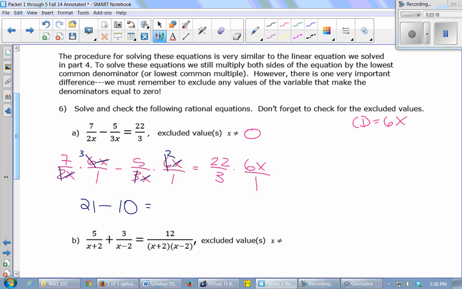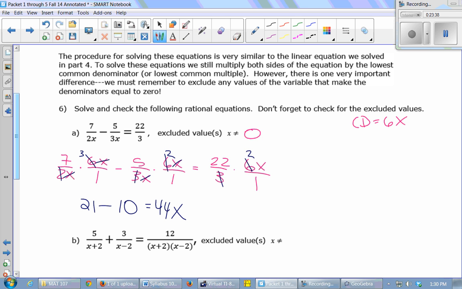The 6 over the 3 reduces to a 2. So 3 goes into 3 once, and it goes into 6 2 times. And that's all I can do, right? My denominator now is just 1s, so that's the best I can do. 22 times 2 is 44, and I still have an x that did not cancel.